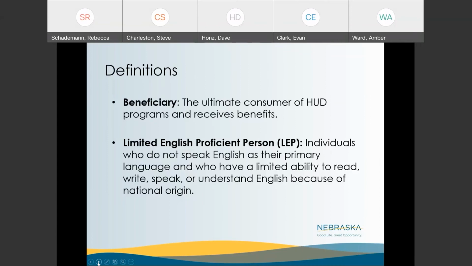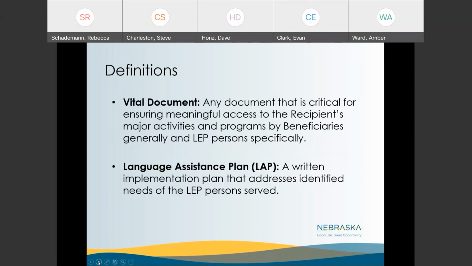Some key definitions that we're going to talk about are: beneficiary, the ultimate consumer of HUD programs who receives benefits; limited English proficient person, individuals who do not speak English as their primary language and who have a limited ability to read, write, speak, or understand English because of national origin; vital document, any document that is critical for ensuring meaningful access to the recipient's major activities and programs by beneficiaries generally and LEP persons specifically; and Language Assistance Plan, LAP, a written implementation plan that addresses identified needs of LEP persons served.